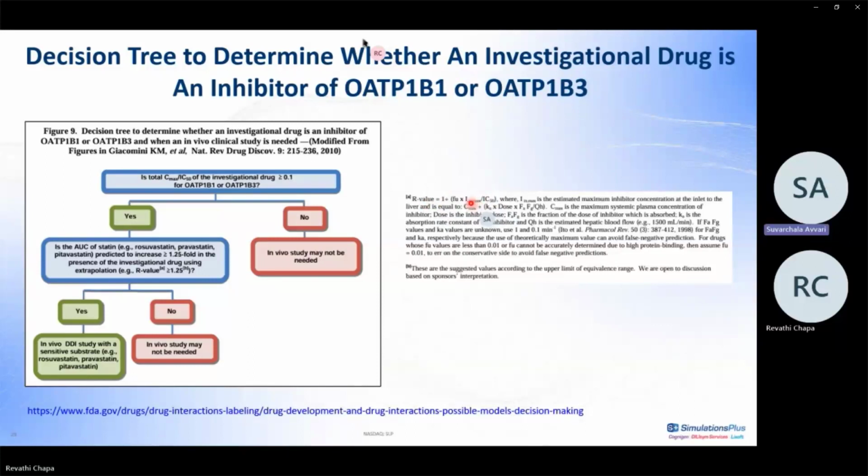And this Iin,max, or the maximal inhibitor concentration at the liver inlet, is calculated using this equation, where Iin,max equals Cmax plus Ka times dose times Fa times Fg over QH. Here Cmax is the maximum systemic plasma concentration of an inhibitor, Ka is the absorption rate constant, Fa is the fraction absorbed, Fg is the intestinal availability, QH is the hepatic blood flow, and dose is the dose of the inhibitor.